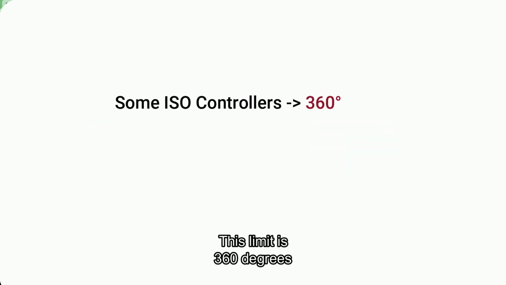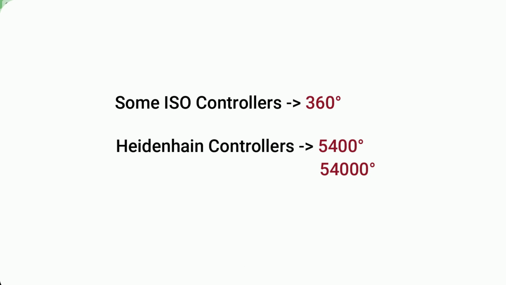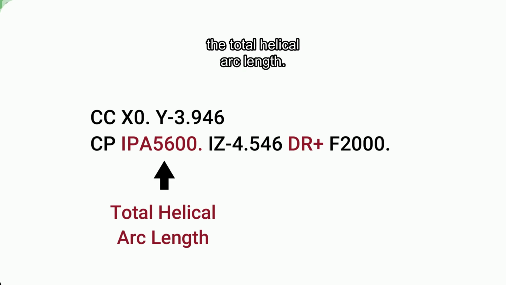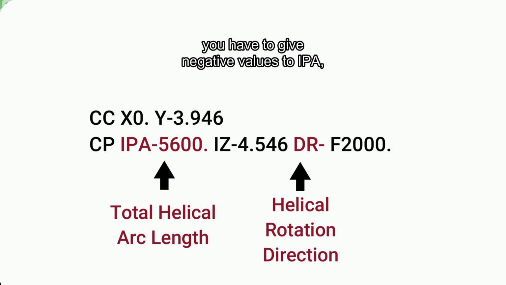This limit is 360 degrees in some ISO-based controllers. And in Heidenhain controllers, this limit is either 5,400 degrees or 54,000 degrees. Here is a sample Heidenhain helical movement output. The IPA expression is used to define the total helical arc length, and DR is used to define the rotation direction of the helix. And in most Heidenhain controllers, you have to give negative values to IPA when the rotation direction is minus.